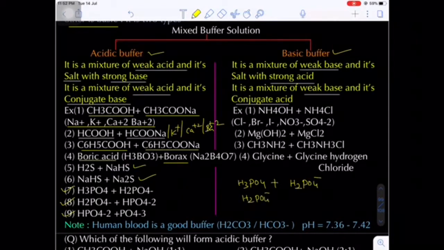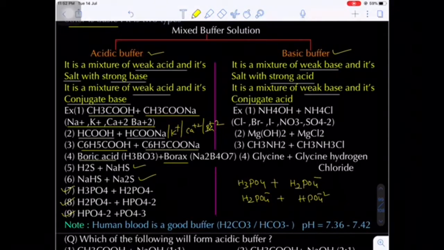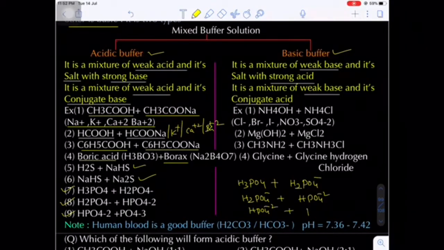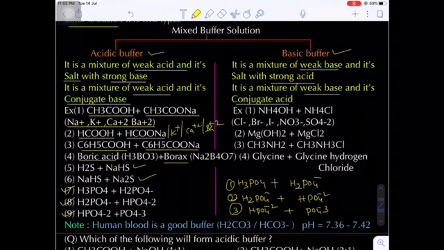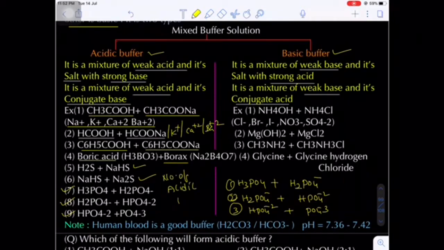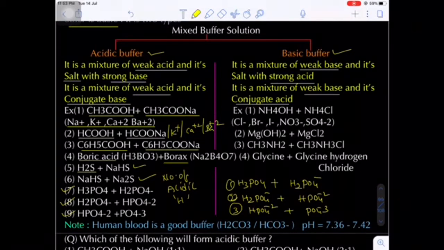Now this is the buffer solution. Next, H2PO4 minus is an amphoteric species. It loses a proton to give HPO4 minus 2. It is also a buffer solution. And HPO4 minus 2 is again an amphoteric species. Finally when it loses the proton, it will give phosphate ions. So there are three different types of buffer solutions regarding phosphoric acid. Remember, the number of acidic hydrogens present will be equal to the number of buffer solutions.